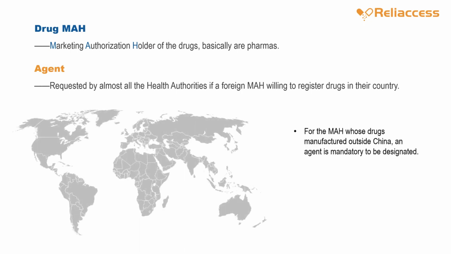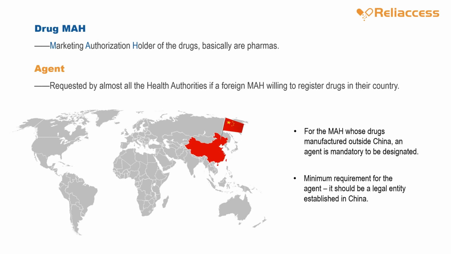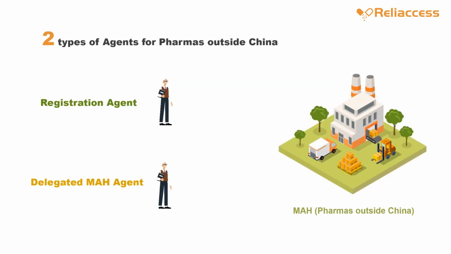For the MAH whose drugs are manufactured outside China, an agent is mandatory to be designated, and the minimum requirement for the agent is that it should be a legal entity established in China. There are two types of agents for pharmas outside China: registration agent and delegated MAH agent. Both of them shall be designated by the MAH by a letter of authorization to Provincial Health Authority or CDE.